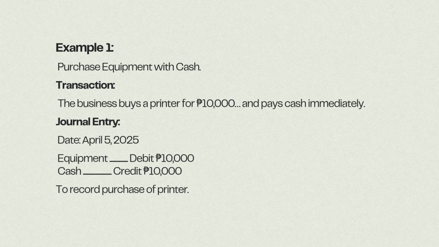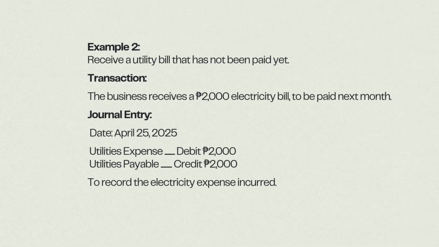Example 1. Purchase equipment with cash. Transaction: the business buys a printer for $10,000 and pays cash immediately. Journal entry. Date, April 5th, 2025. Equipment, debit $10,000. Cash, credit $10,000 to record purchase of printer.